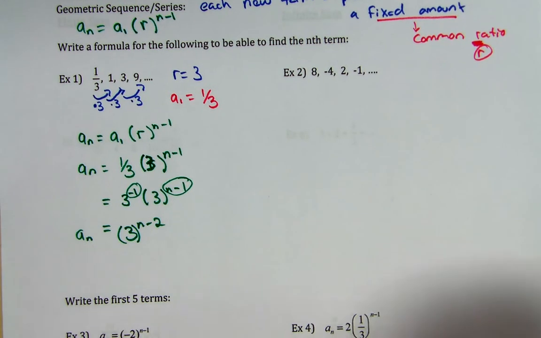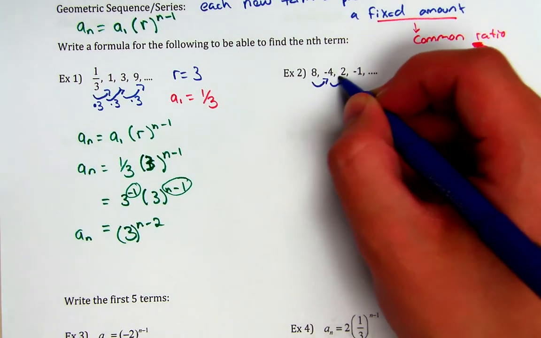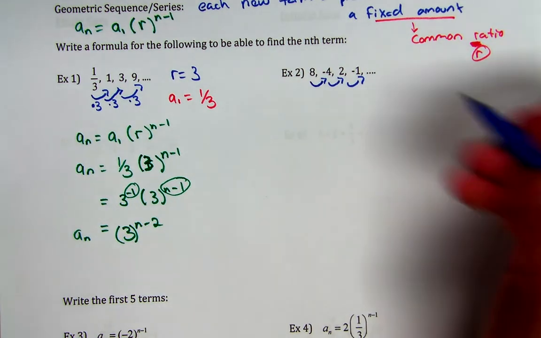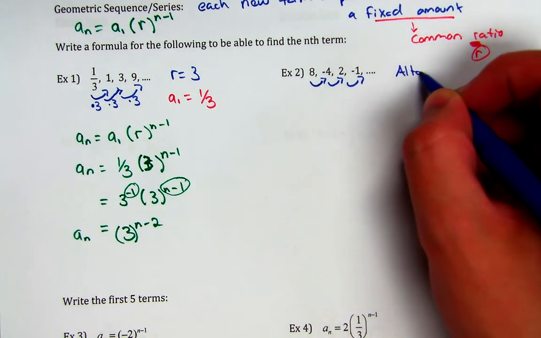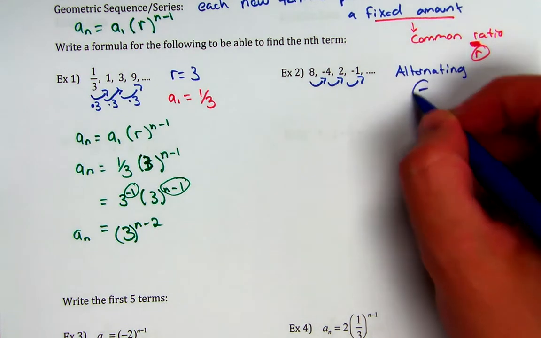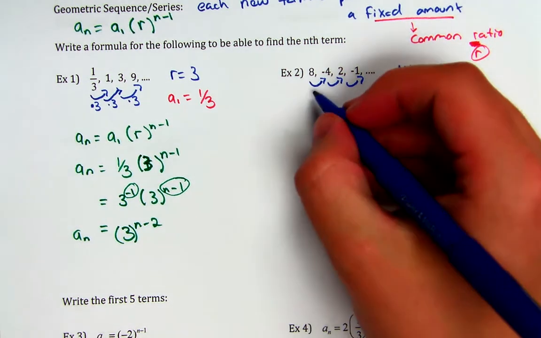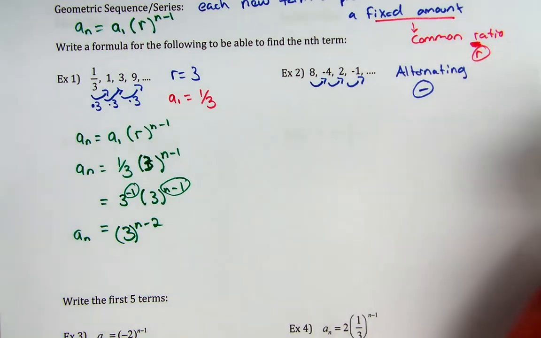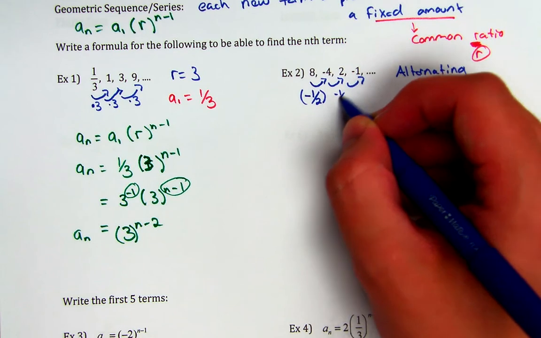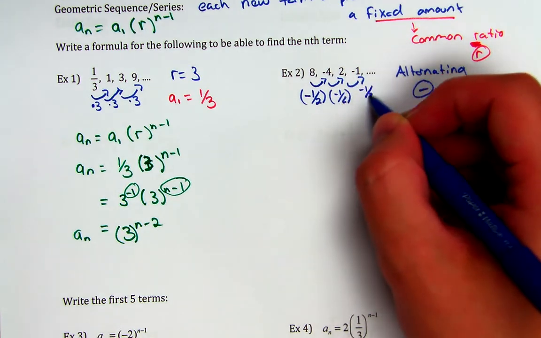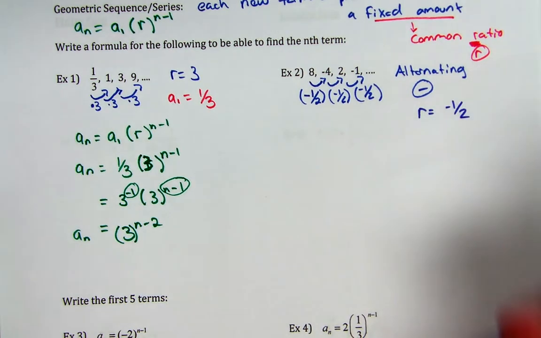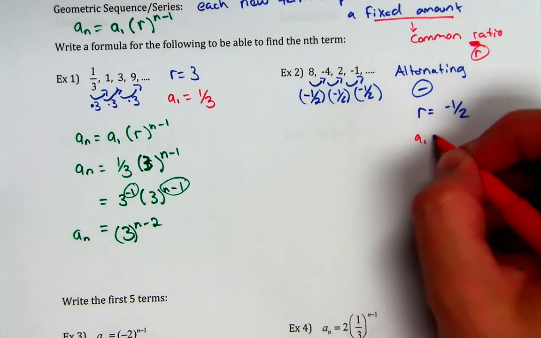Alright, so next sequence here, how are we getting from each term to the next? They're getting smaller, so I'm probably multiplying by a fraction. They're also alternating. So notice alternating. If it's alternating, I probably need a negative somewhere. Well, dividing by 2 looks like I'm getting there. So negative 1/2, negative 1/2 and negative 1/2. So I've got an R value of negative 1/2. Got an A_1 of 8.